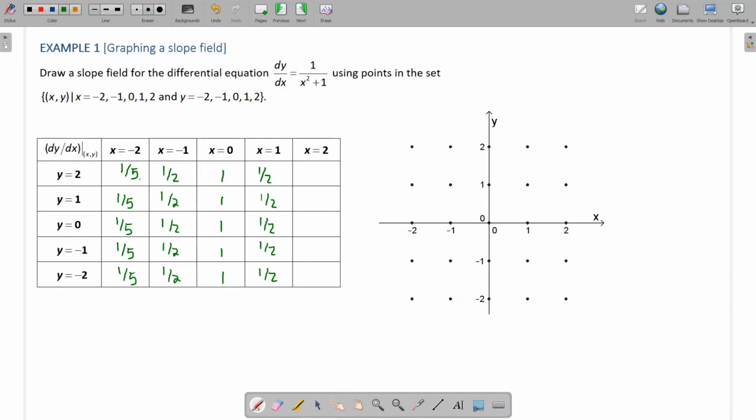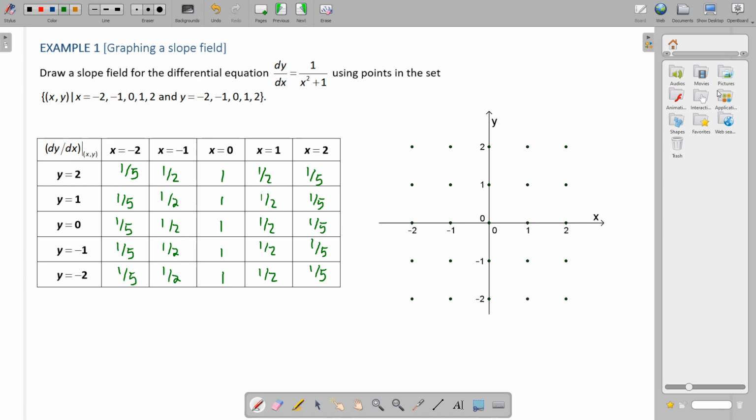And then plug in 2, and again, you're going to get 1/5 again. So a lot of symmetry in this array. They're unfortunately not all going to be that simple. Okay, so we have all the different slopes. Now we just need to draw them.